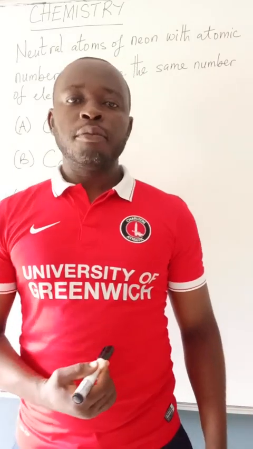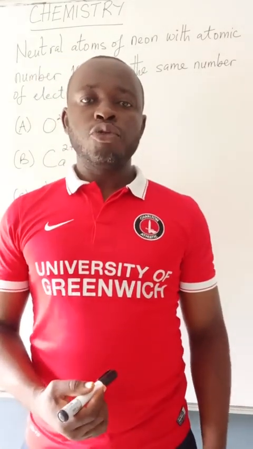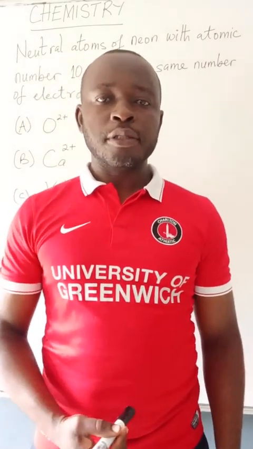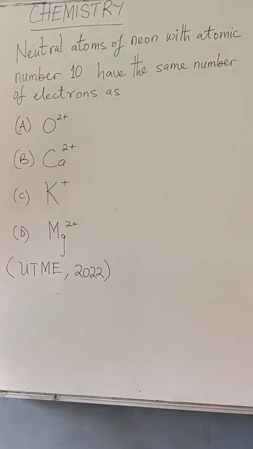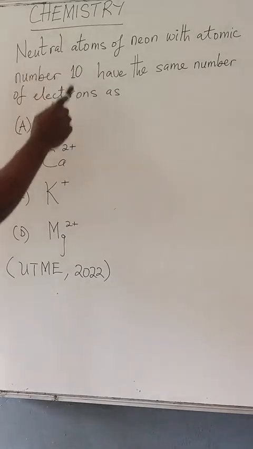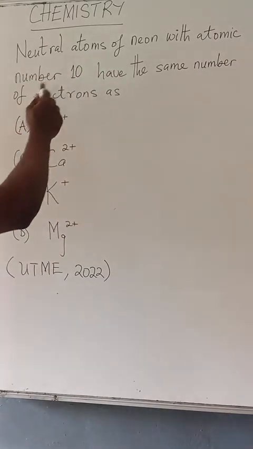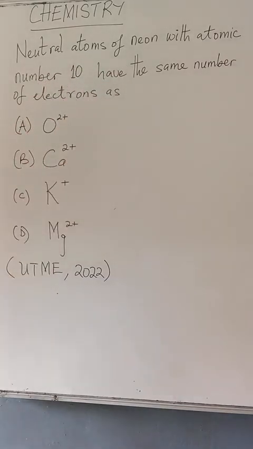We have a problem on the board, a JAM problem, the 2022 U2ME problem, which we want to look at. The problem says: neutral atoms of neon with atomic number 10 have the same number of electrons as, and we have some options here. Option A, O2 plus; C2 plus, Ca2 plus, K plus, and Mg2 plus. Let's start from A.